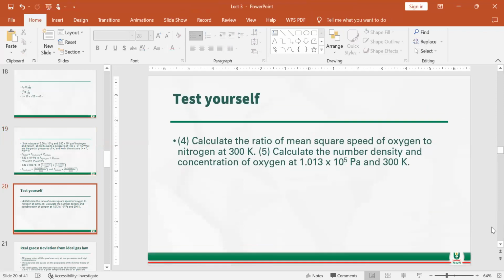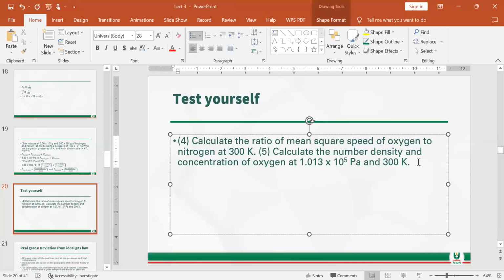Now, calculate the ratio of mean square speed of oxygen to nitrogen at 300 Kelvin. The mean square speed. You know the mean square speed is 3RT all over what? Can somebody remember that? 3RT all over M. That's the molar mass. So calculate the ratio of the mean square speed of oxygen to nitrogen at 300 Kelvin.